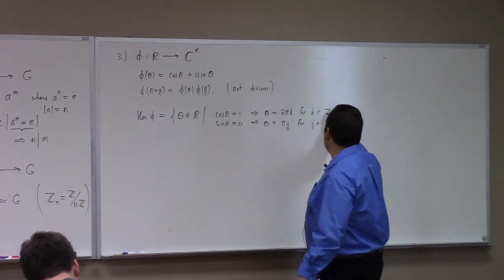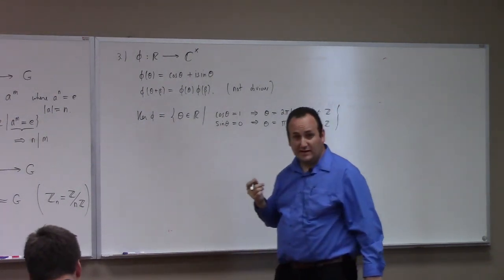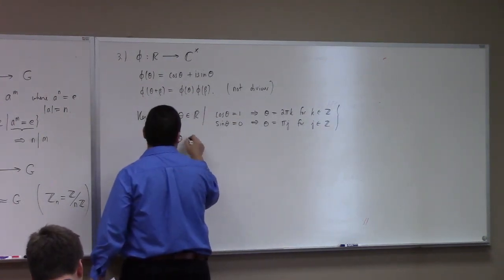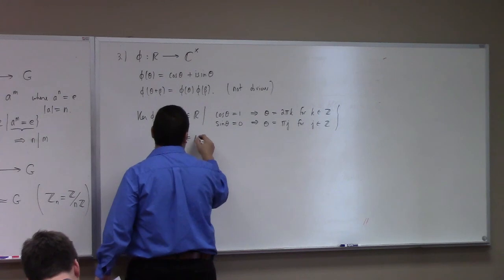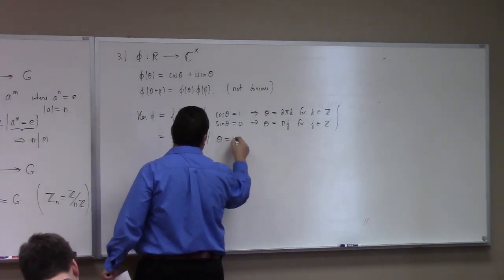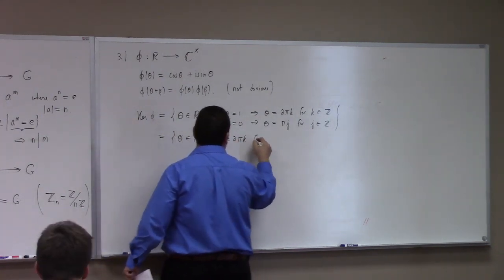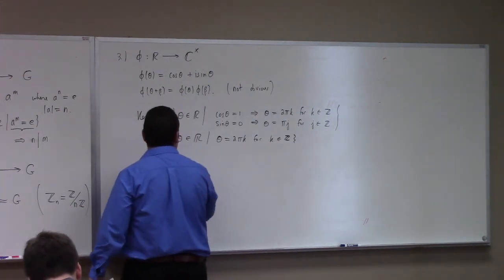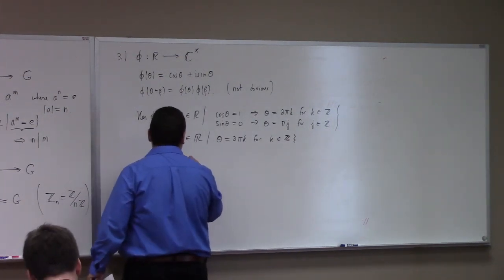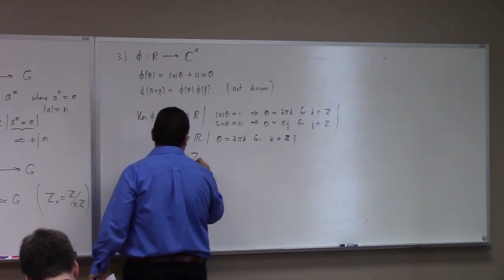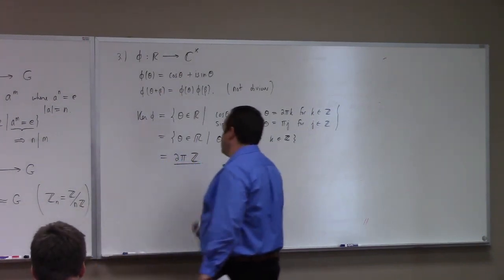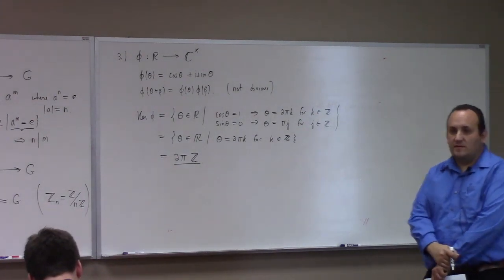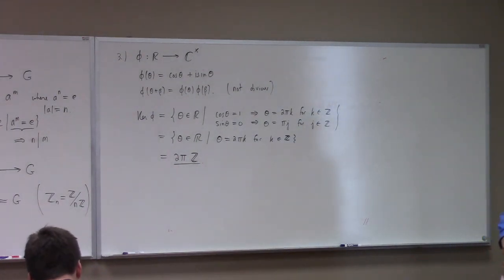But you put these conditions together, the cosine condition works, right? And we just get theta in the reals such that theta is equal to 2 pi k for some k in the integers. Or a more civilized way to write this, this is just 2 pi Z. So the kernel of this mapping is integer multiples of 2 pi.